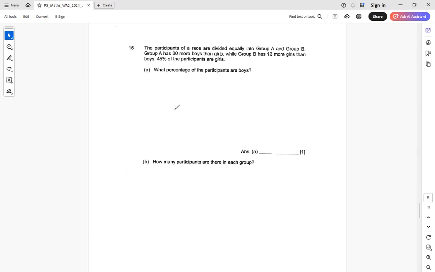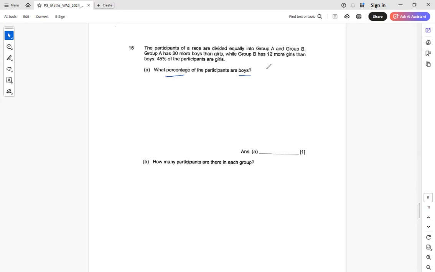Okay, question 15, the participants of a race are divided equally into Group A and Group B. Group A has 20 more boys than girls, while Group B has 12 more girls than boys. 45% of the participants are girls. Part A, what percentage of the participants are boys?